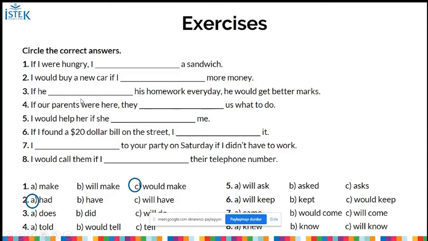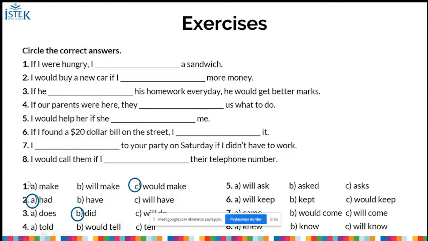Number 3, if his homework every day, he would get better marks. He would get, this is type 2 again, so we need to use past simple with the if conditional part of the sentence. Does, did, and will do we have here. We need the past simple tense here. So did is the correct answer. If he did his homework every day, he would get better marks. Does he do his homework every day? No, he doesn't.